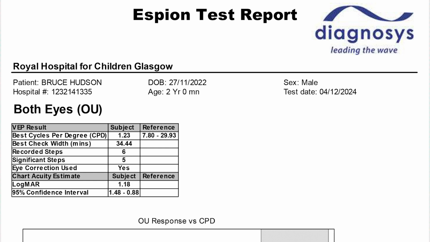And the report for that test shows the threshold here in cycles per degree, which is substantially poorer than is normal for age. Expressing these thresholds in cycles per degree relative to age-matched reference data is really all that's needed. There is also the option for the far more variable interpretation as a related chart-based acuity.